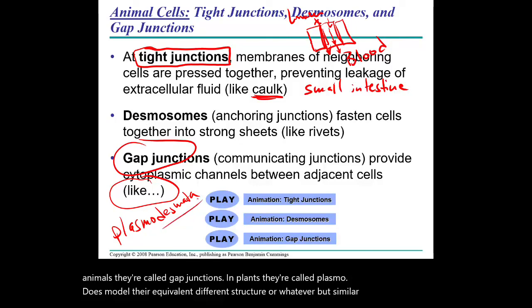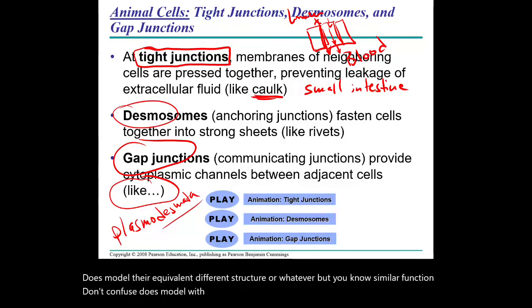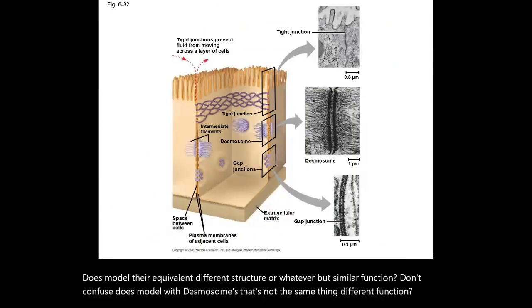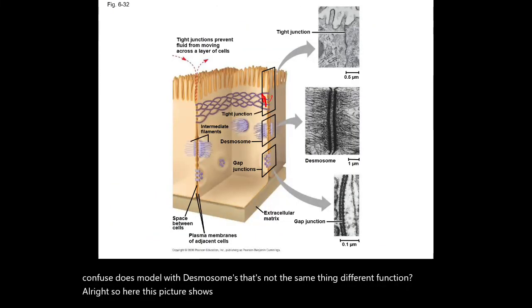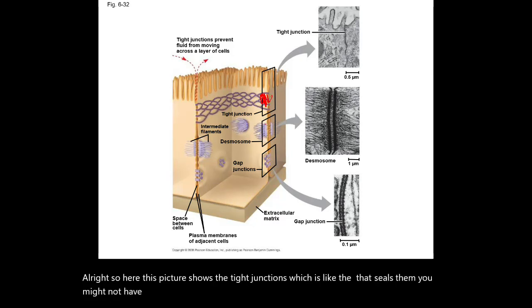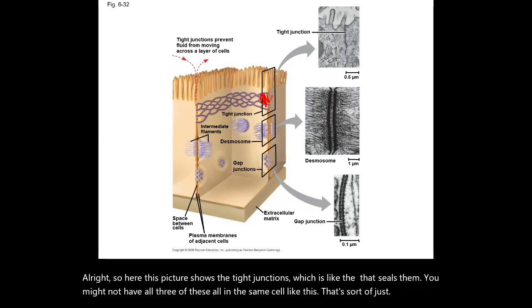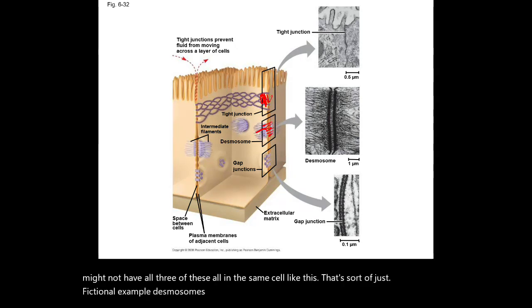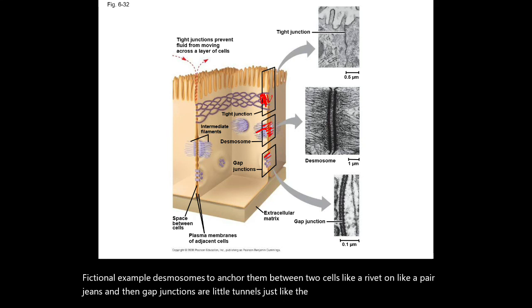Don't confuse desmata with desmosomes. That's not the same thing. Different function. All right, so this picture shows the tight junction, which is like the caulk that seals them. You might not have all three of these in the same cell like this. That's just a fictional example. Desmosomes anchor them between the two cells, like a rivet on a pair of jeans. And then gap junctions are little tunnels, just like the plasmodesmata in plant cells.